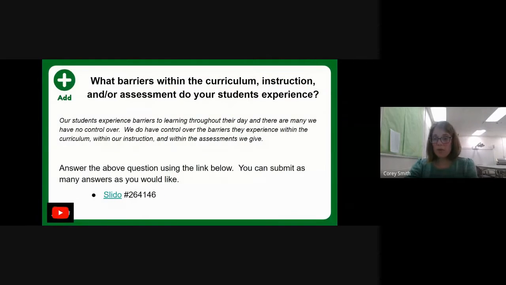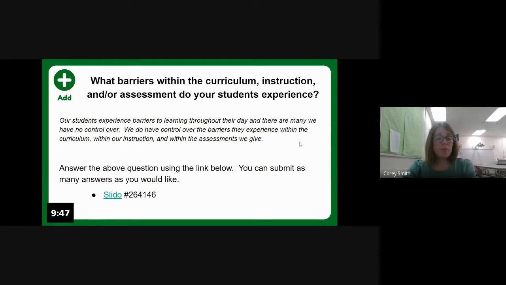So now what we're going to do is continue to do a little more self-reflection, and then we're going to break out into groups to have conversations with each other. So the next thing that we're going to do is I'm going to set a timer so I can keep track of myself. We're going to talk about what barriers within the curriculum, instruction, and/or assessment our students are currently experiencing.